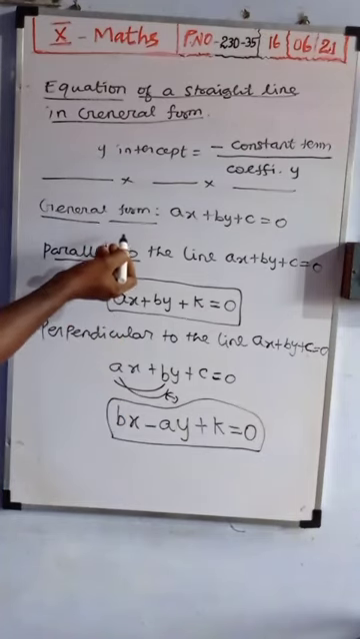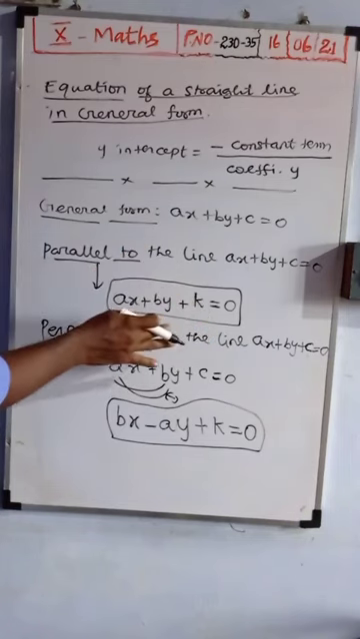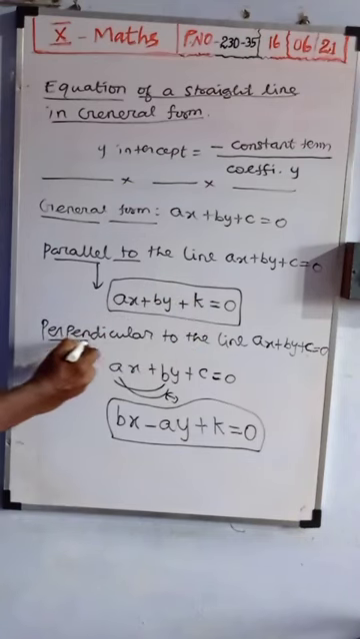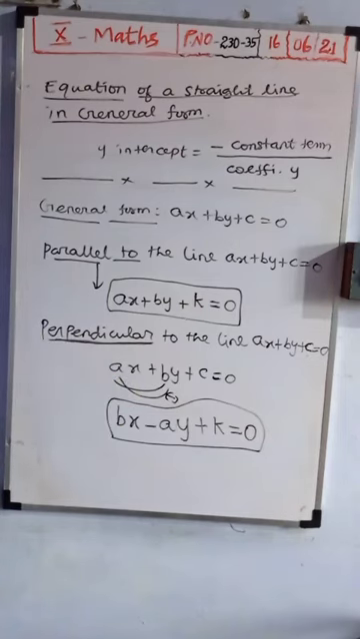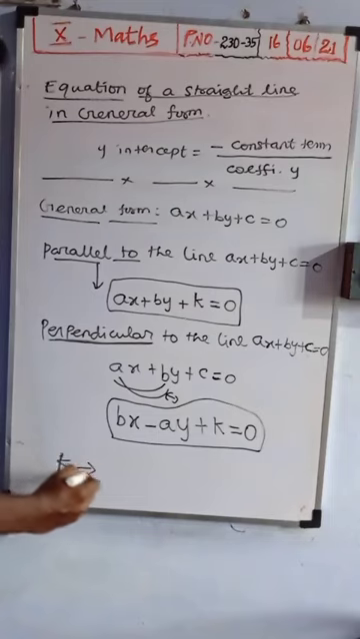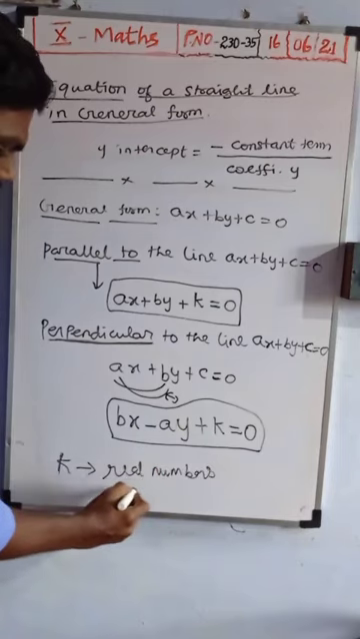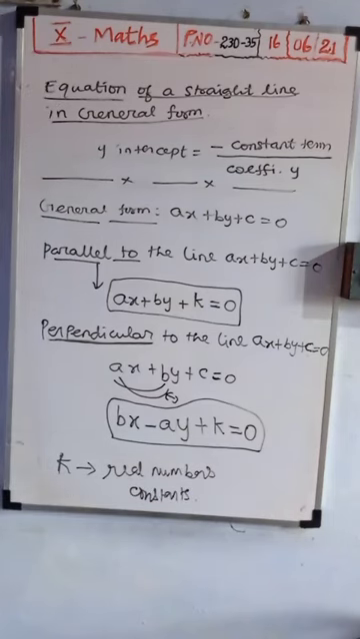Okay, a parallel line is easy. Only the constant term alone will change. If one line is given and we want to find one more parallel line, you want to change the constant term alone. Then for perpendicular, you want to interchange the coefficients, the x coefficient and y coefficient, and then the constant term also. Here, what does k mean? Real numbers. Okay, that is a constant. Real k means it can take any value, so it is called a constant. Okay, that's all.